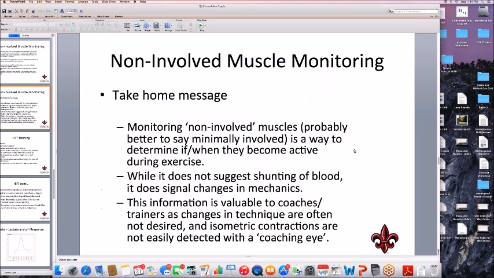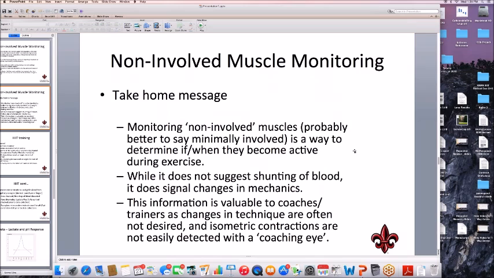All right. So take-home message: monitoring non-involved muscles, probably better to say minimally involved, is a way to determine if and when they become active. While we're not suggesting shunting of blood, it does signal changes possibly in mechanics, so this information is really valuable.